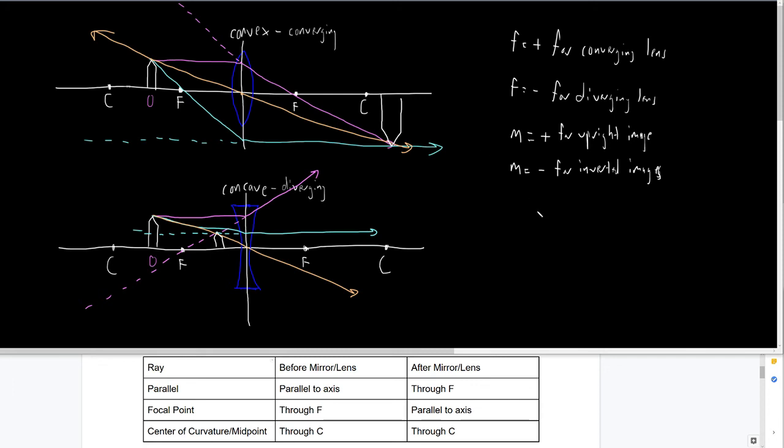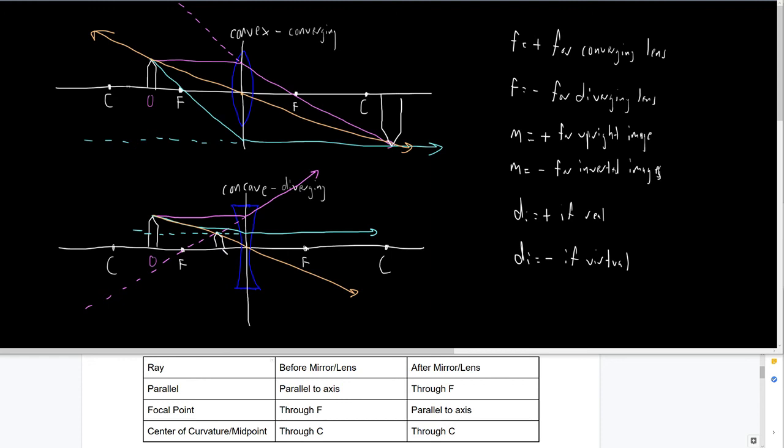Your image distance, so DI, is positive if it's real. That means the solid lines match up. And your DI is negative if it's a virtual image. That means it's created by the combination of dashed lines. And once again, your object distance is always, always, always positive.